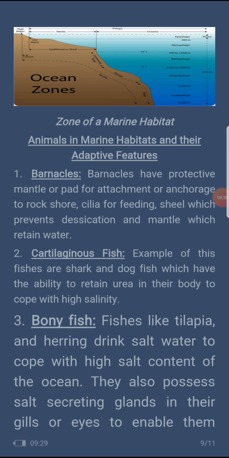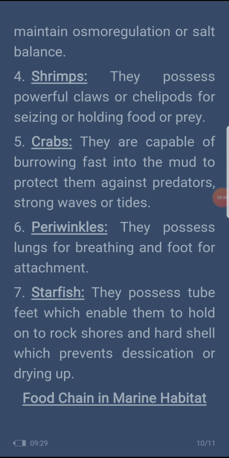We have cartilaginous fish like sharks. They have the ability to retain urea in their body to cope with high salinity. So they are able to cope with high salinity by retaining urea in their body. Now bony fishes like tilapia and herring drink salt water to cope with the high salt content of the ocean. They also possess salt-secreting glands in their gills or eyes to enable them maintain osmotic regulation of salt balance.